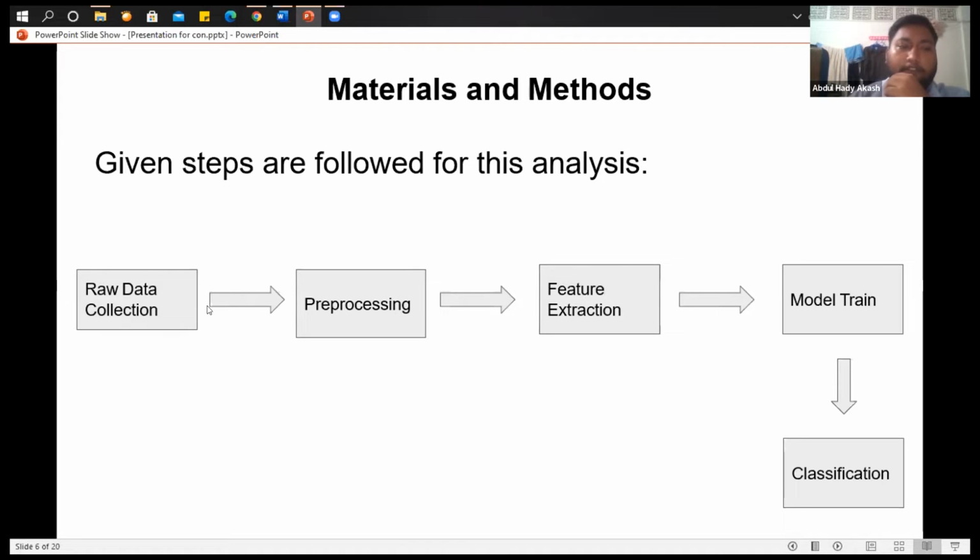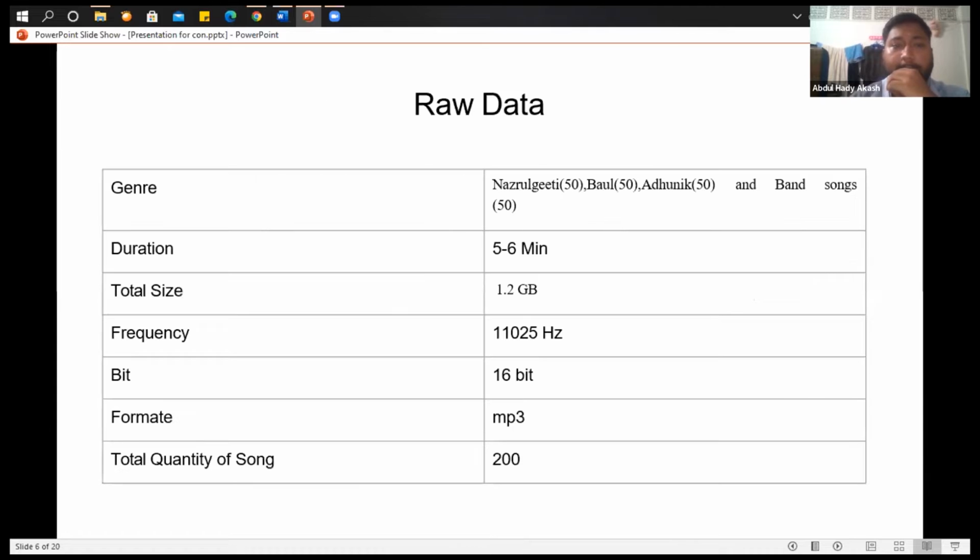First we collect the raw data, then we pre-process it, then we extract features, and after that we train our model, and the model classifies the song and predicts the result. In raw data, there are a lot of genres in Bengali music like Nazrul Geeti, Rabindra Geeti, Adhunik, Band, Baul, classic. We use four of them, Nazrul Geeti, Baul, Adhunik, and Band, as a primary experiment.